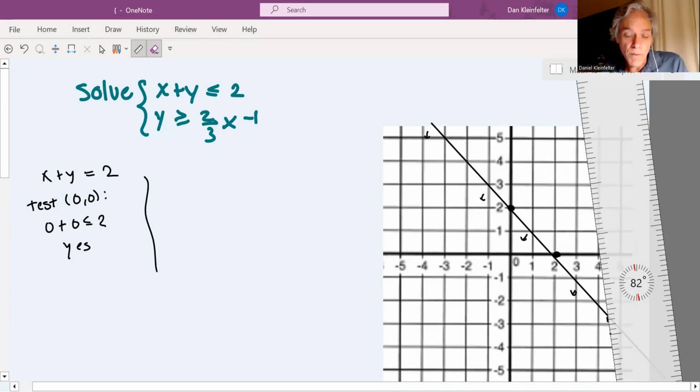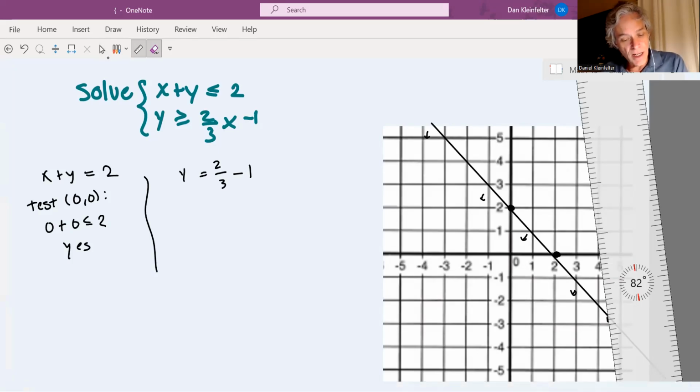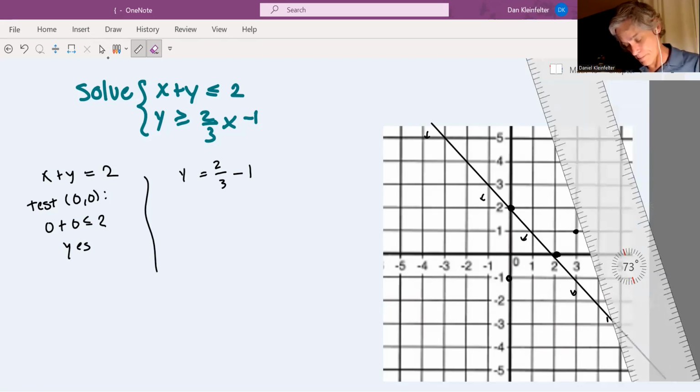Okay, for the next one, y is greater than or equal to, but we're doing the equation now, equal to 2/3 x minus 1. I'm going to graph that line. It's got an or equal to, so again, we'll be using a solid line on that. The y-intercept is -1 and the slope is 2/3. So I'll go up 2 and right 3 to get a second point on the line.